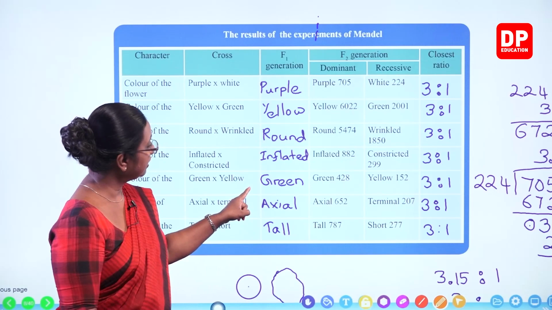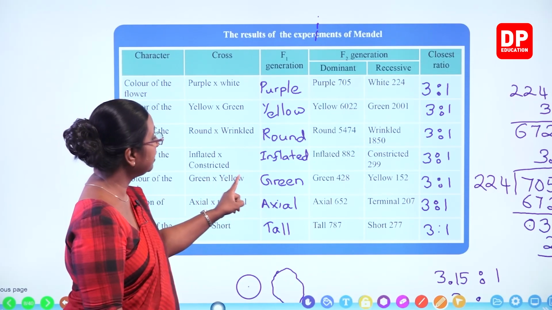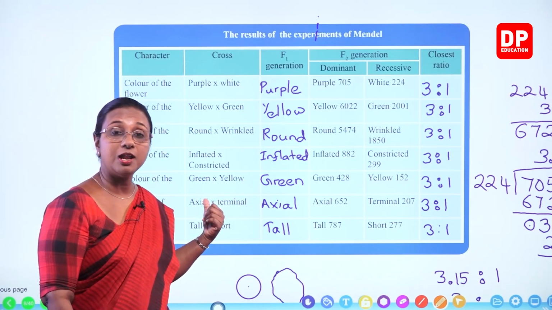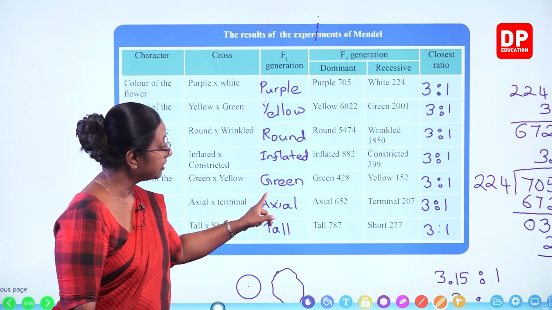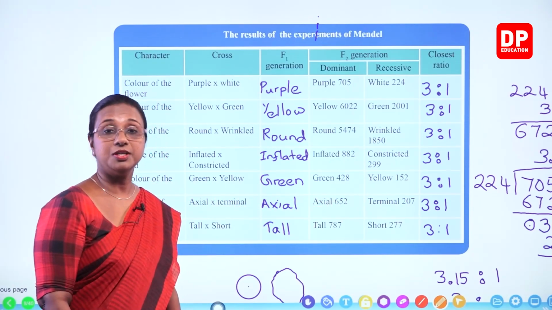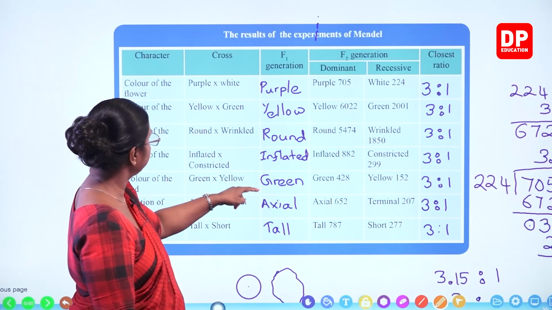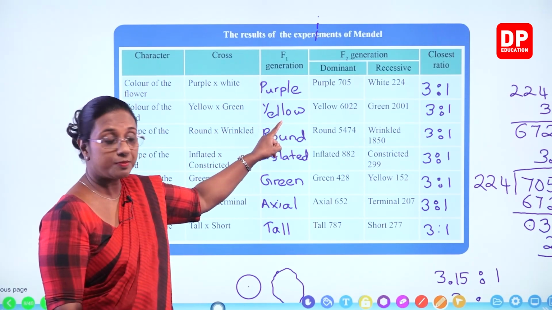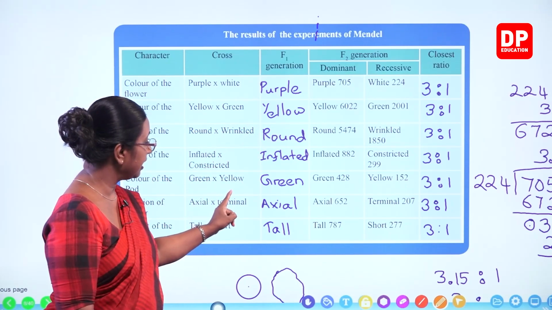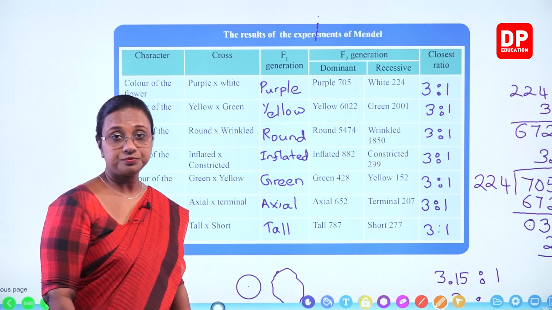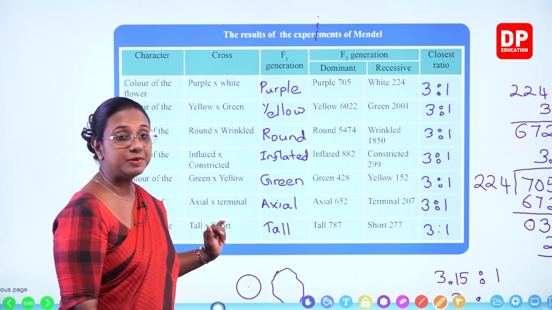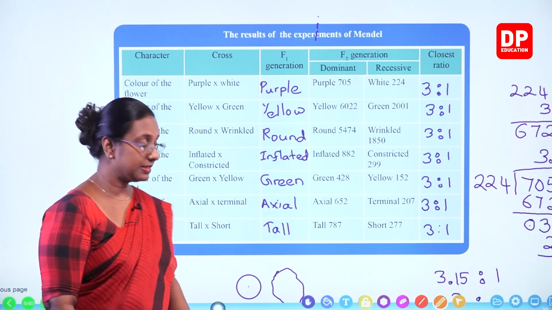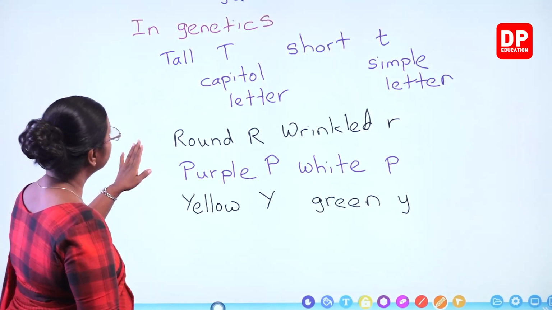Color of the pod again we discussed, that is a different one, green and yellow. So, here green is the dominant character for color of pod. So, they are capital G and simple g for yellow. So, this is something you have to understand, students. Here color of the seed, yellow and green, yellow is dominant. Color of pod, green and yellow, green is dominant. So, if it is axial and terminal flowers, capital A, simple a. Tall and short, of course, capital T and simple t. That is how we use the letters.